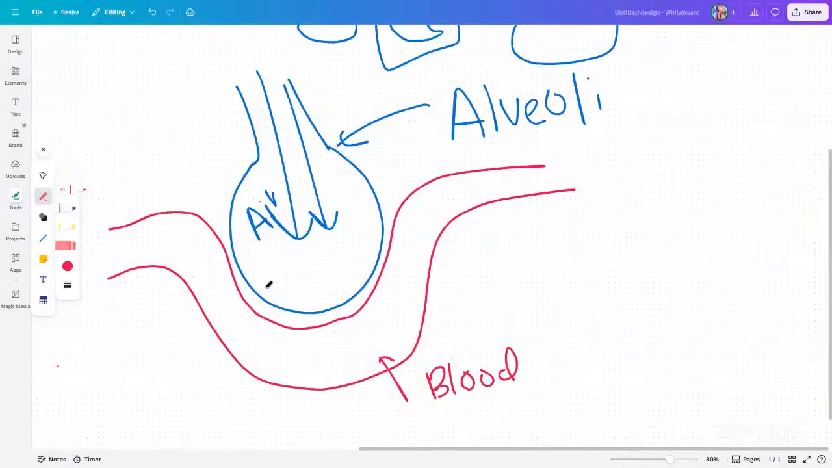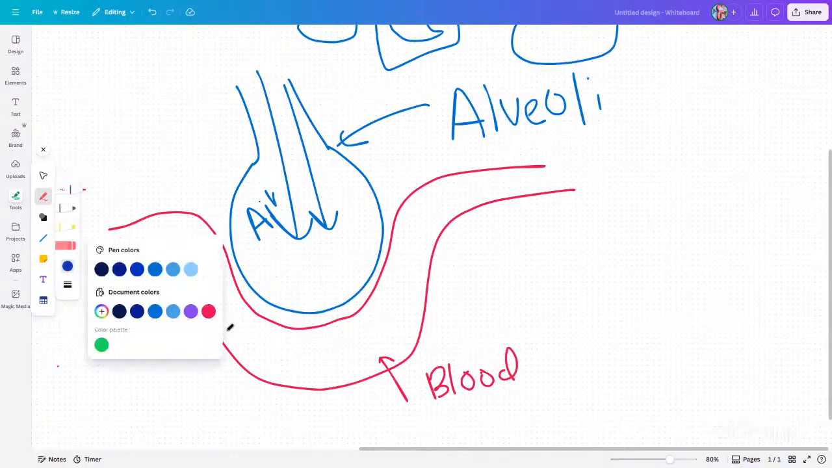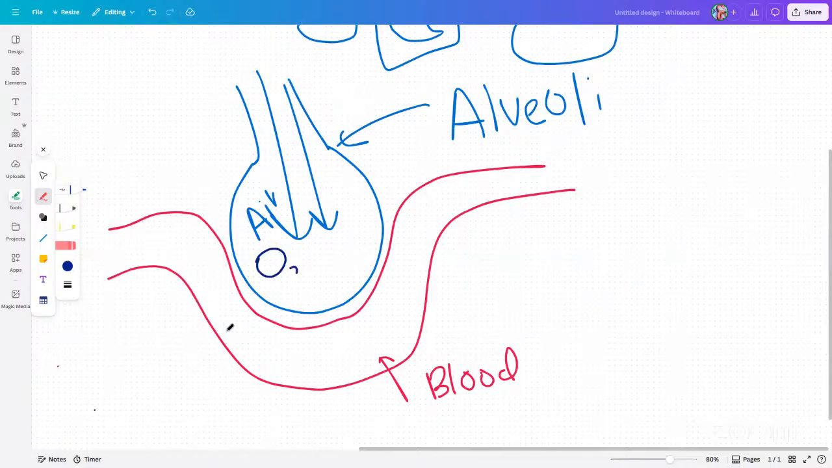Now there is a sort of a gradient. Okay, so there is a difference. So I hope you guys know what is diffusion. Diffusion means materials moving from high concentration to low concentration. So obviously we're going to be talking about two things. We have oxygen as well as carbon dioxide. So here also we have oxygen and carbon dioxide.